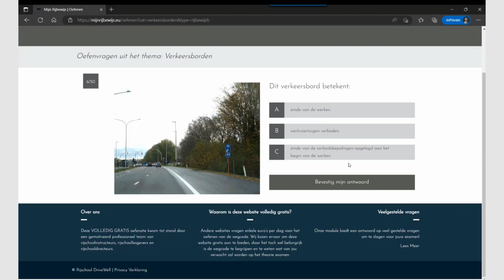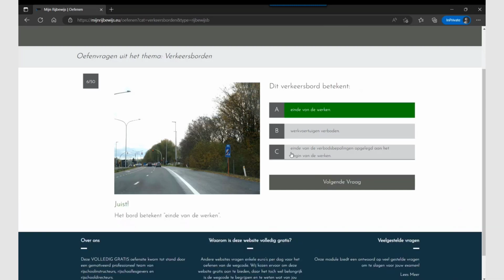So it says end of prohibitions which have been imposed on this road from where the work was beginning. So it's end of work, and nothing more. So when you see this traffic sign, there will be a traffic sign before this which says beginning of road works, end of road works.